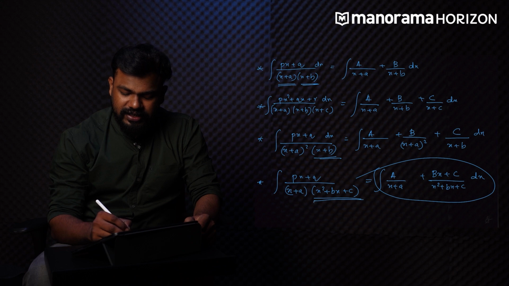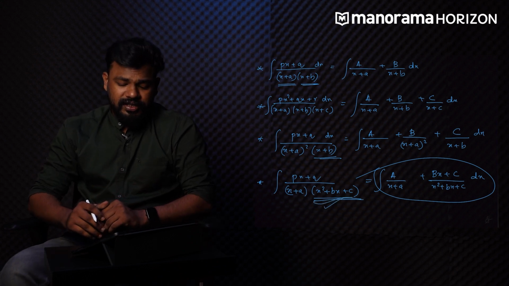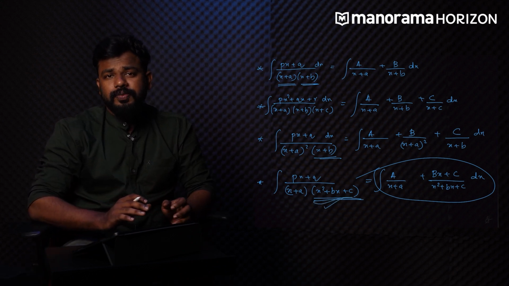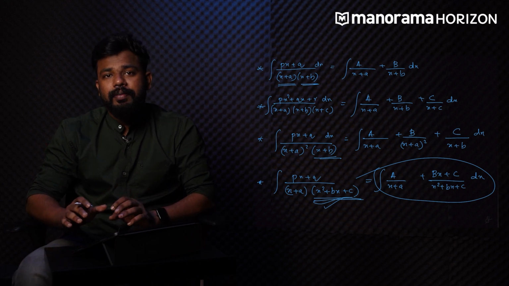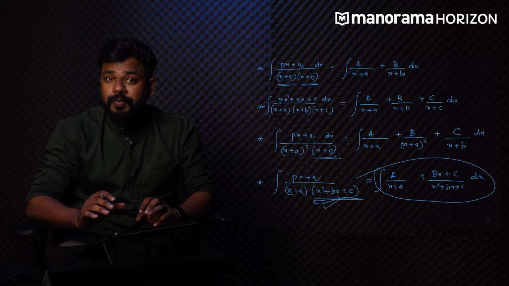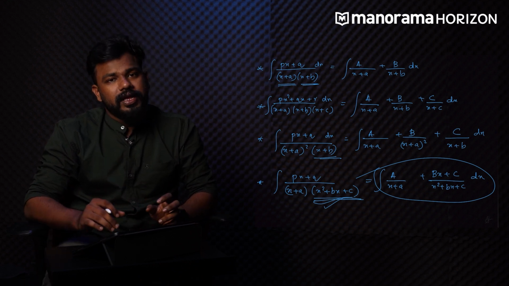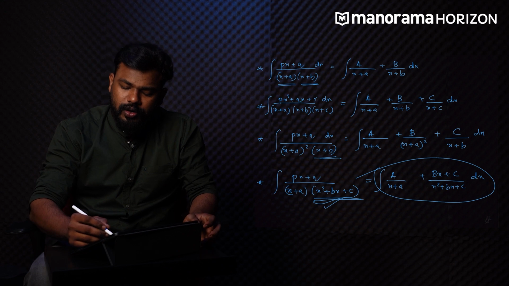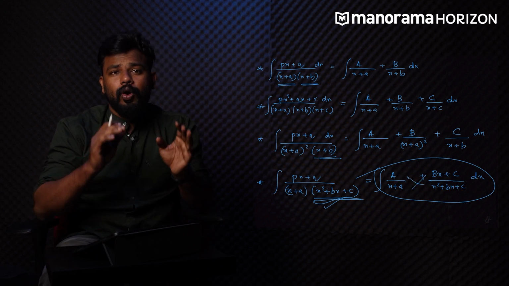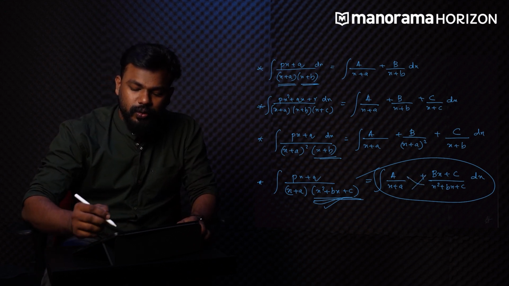That is, if the denominator is in the form x plus a into x square plus bx plus c, you have to write it as integral a by x plus a, plus bx plus c the whole divided by x square plus bx plus c dx. And now you cross multiply and find out A, B, C. What is the next step that you have to do here?